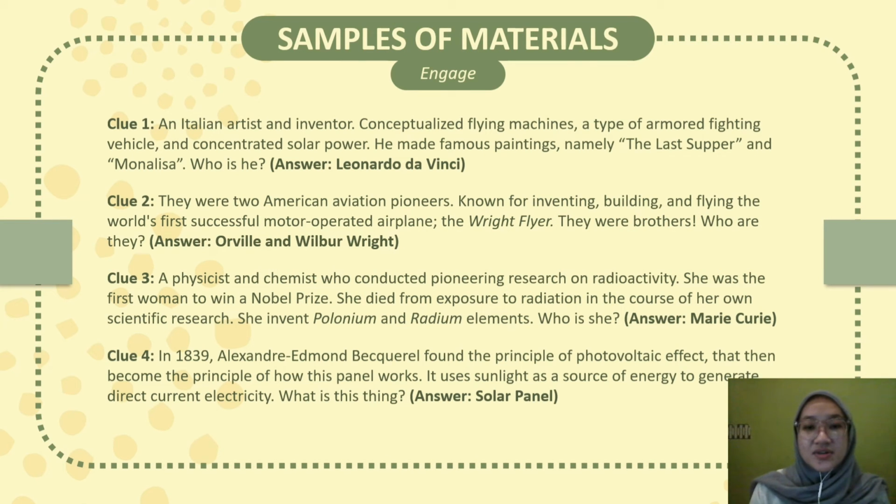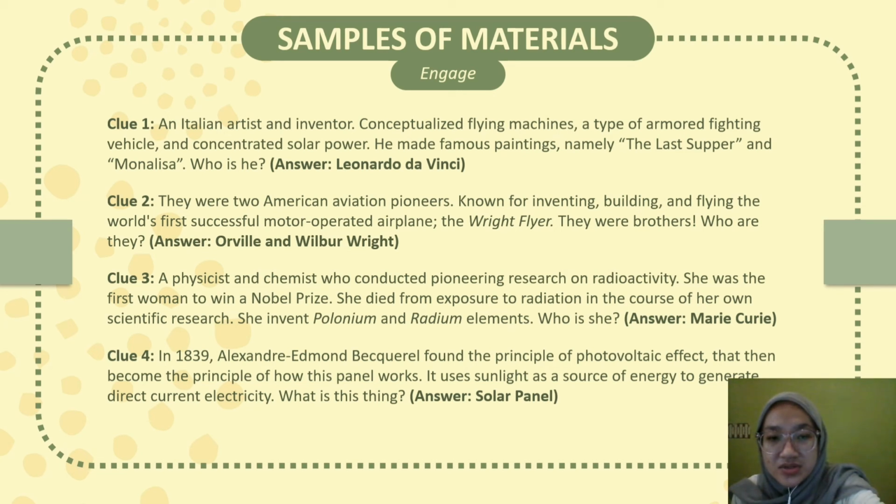So these are samples of materials in Engage. Previously I said that we will have a whisper race game. This is the kind of clue that I will give to them, be it a clue about the inventors or about what they invented. For example, in clue 1 or clue 2, the answer is Orville and Wilbur Wright.